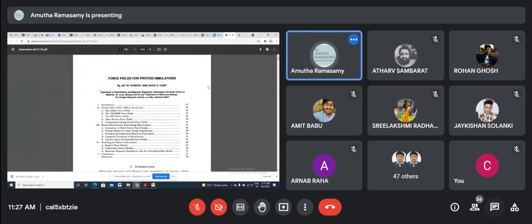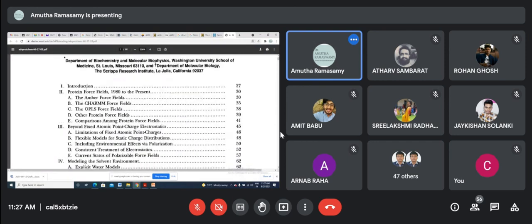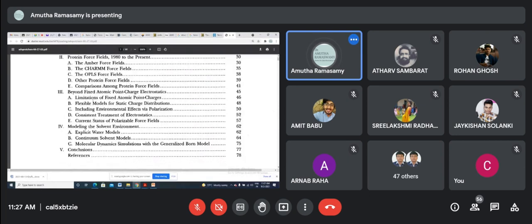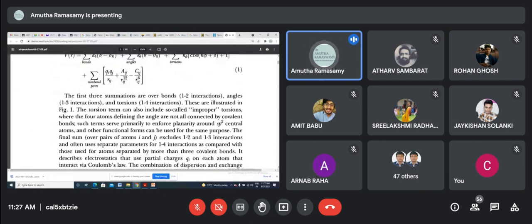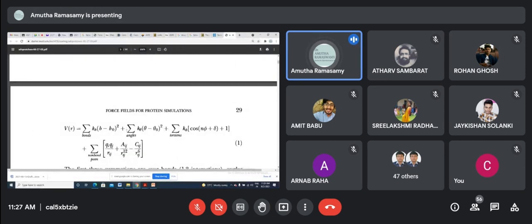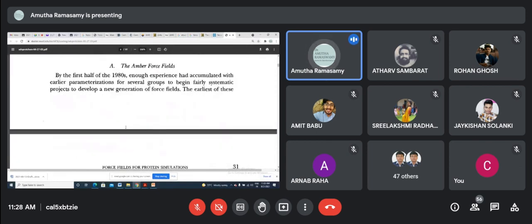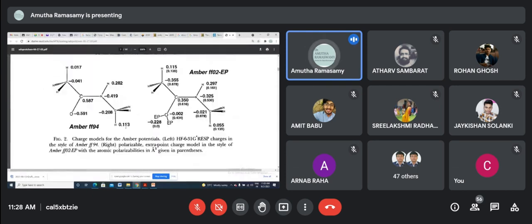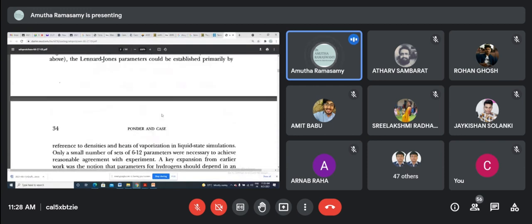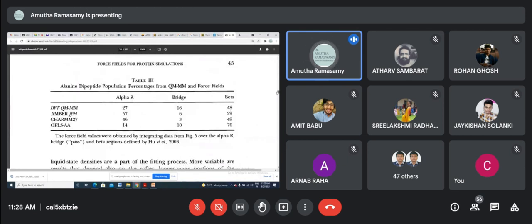They are also talking about the Amber force field, CHARMM force field, OPLS force field, and other protein force fields. So you have to understand, you have to read this article. Whatever I have given, only that is there, and you will be able to understand it very clearly. Why the Amber force field is very effective for biomolecular systems, how they calculate the charges and everything. If you are really interested in future research, start working on this now.